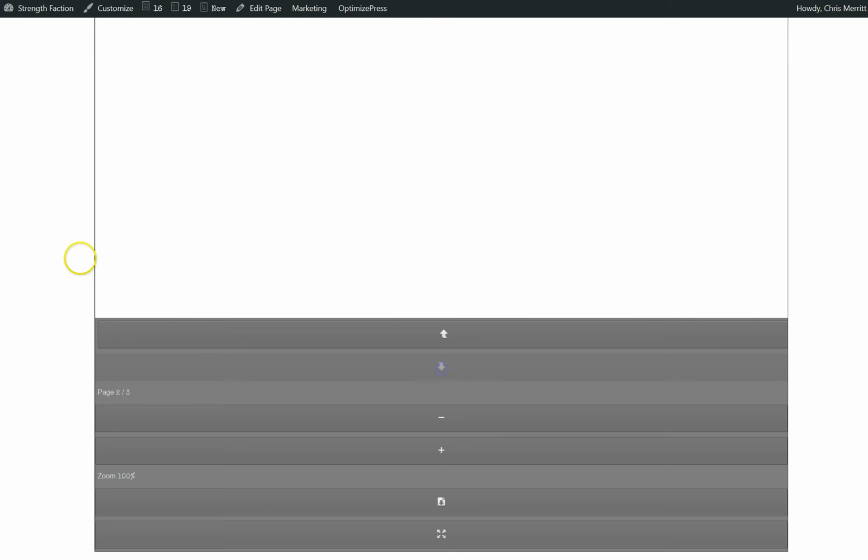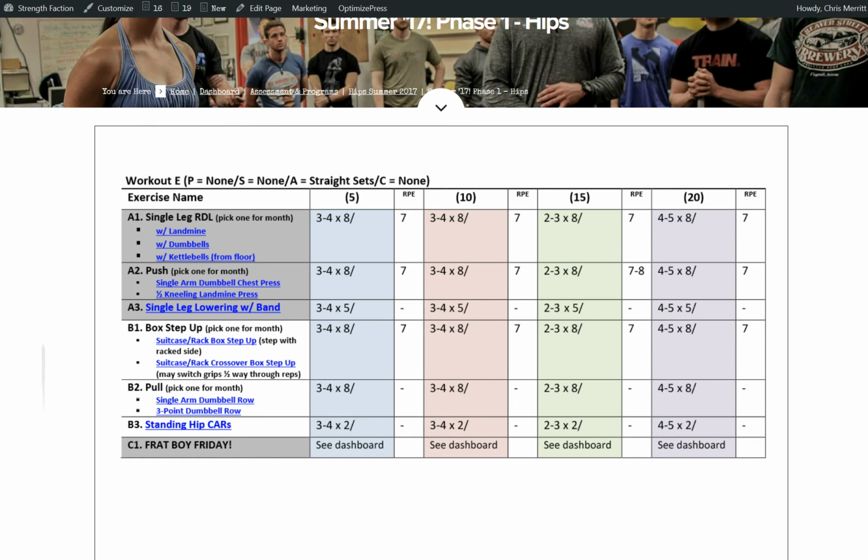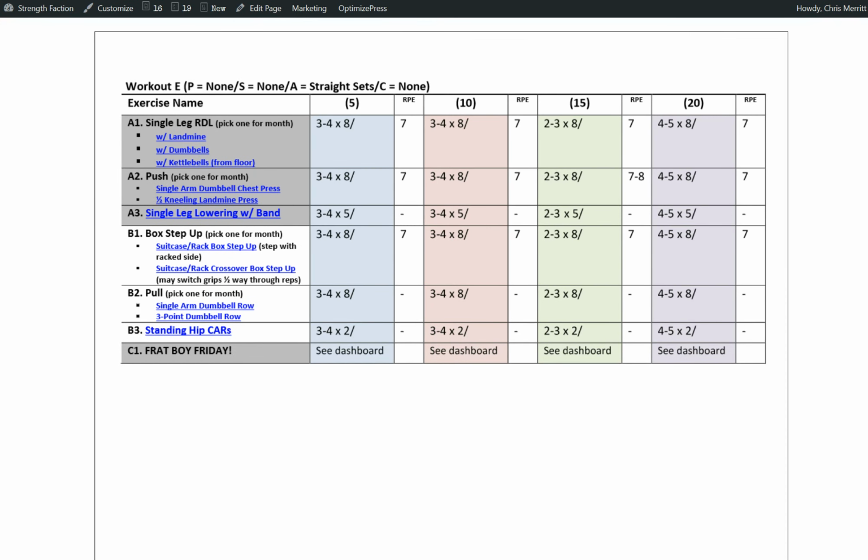And finally, we're on to workout E. Workout E is our more volume day, whereas workout A and C were our bigger bilateral strength movements. Here we've got a lot of single arm, single leg work. So single leg RDL, pick one for the month. You're going to do 3 to 4 sets of 8 on each side at an RPE of 7. That's paired with push, pick one of those, 8 on each side, paired with single leg lowering with band, 5 on each side. Again, that's 3 to 4 rounds, just like before.